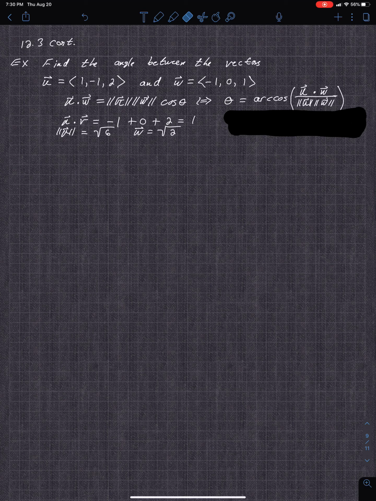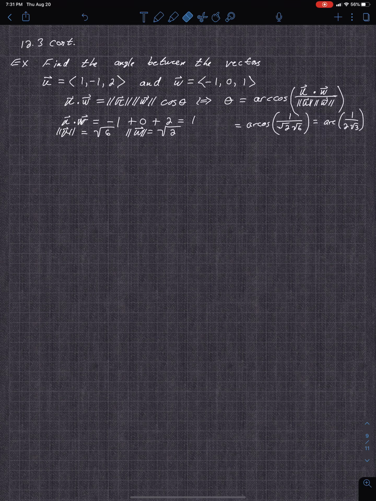Okay, so I did this separately here, right? See that? These are kind of separate. So u dot, and I wrote v, that's actually w, is 1. How convenient. And then you do their magnitudes separately. Magnitude of u is √6 and magnitude of w is √2. Okay, and then you substitute in, and that's what you get.